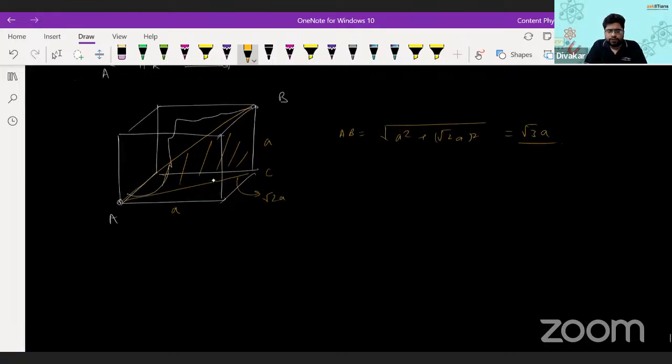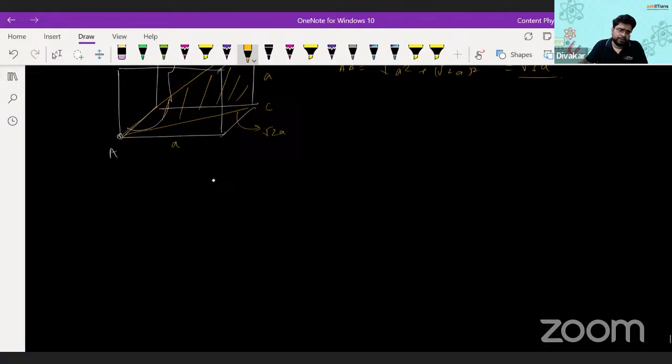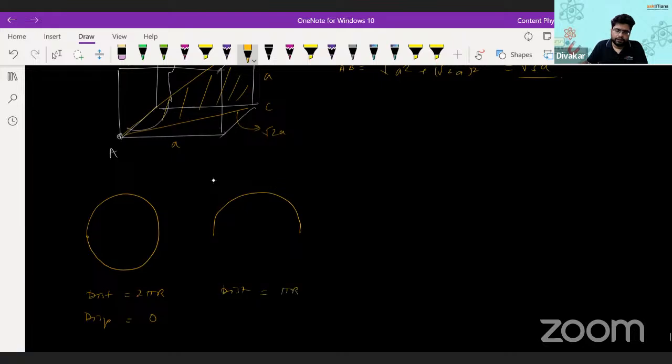Like this, you can solve many other problems as well. For example, if a particle moves in a circle and comes back to the same location, then your distance is 2 pi r and your displacement is 0. If it covers half a circle, your distance is pi r and your displacement is the same as the diameter. If it covers a quarter of a circle, your distance is pi r by 2 and your displacement is root 2 r. So these are a few simple questions you can have in case of displacement.